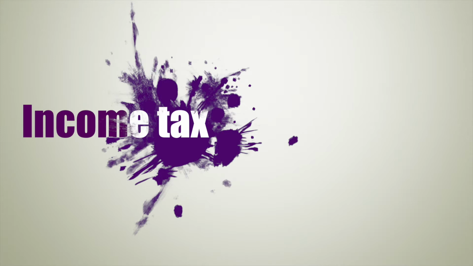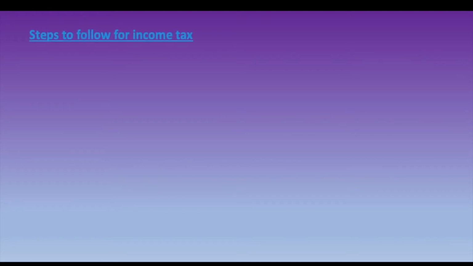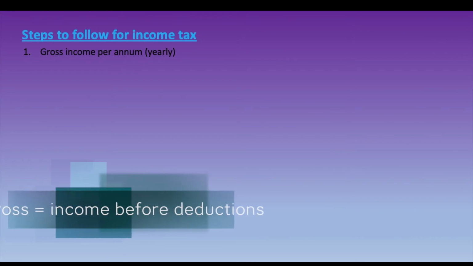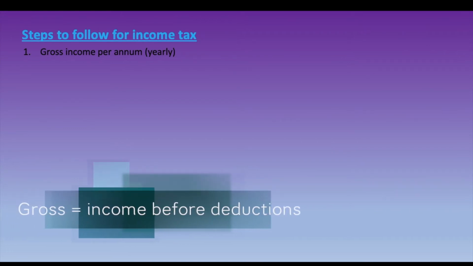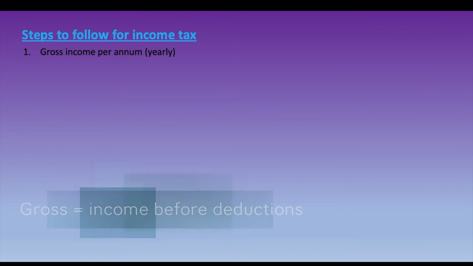Hi everyone, today we're going to look at income tax. Let's look at the following steps for income tax. The first step is gross income per annum, meaning yearly. For those of you that can't remember, gross income means it's the income before any deductions. In other words, it's the money you work for.